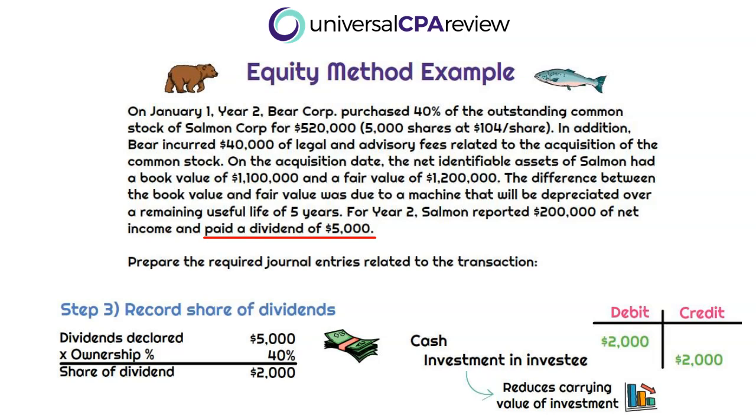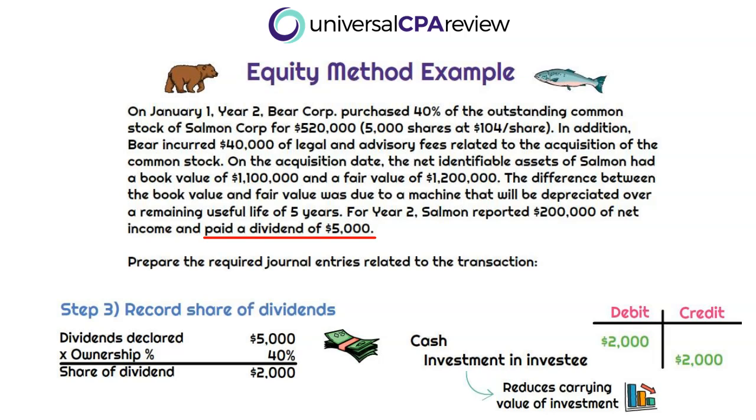Very similar to a liquidating dividend under the fair value method. They're basically taking cash out of the company's retained earnings to pay dividends, but that's going to also decrease the overall value of the company. So that's why we're reducing the carrying value on the balance sheet for this share of dividend that we receive.